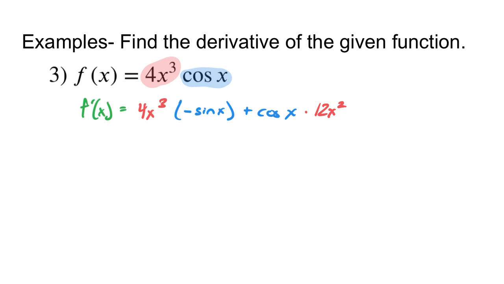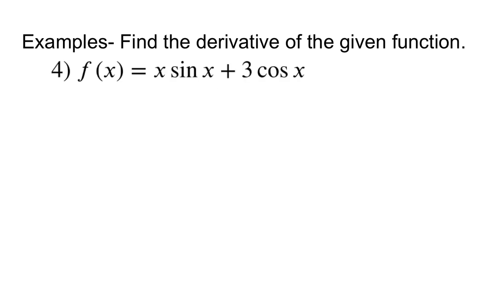All right, and we'll just simplify this down. We'll write it kind of together here. So I have -4x to the third sine of x plus 12x squared cosine of x. A lot of times we can't combine like terms like we could with the first problem. All right, let's try one more. Again, recognize where we have to use the product rule and where we don't.